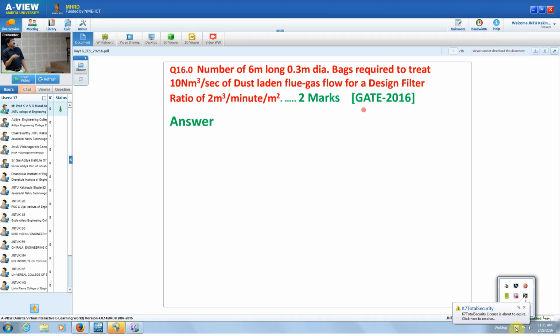They want to treat it using filter bags. Each bag is 6 meter long and 0.3 meter in diameter. The design filter ratio is 2 meter cube per minute per meter square. If you are correct, it is 2 marks. If you are wrong, -1 mark.